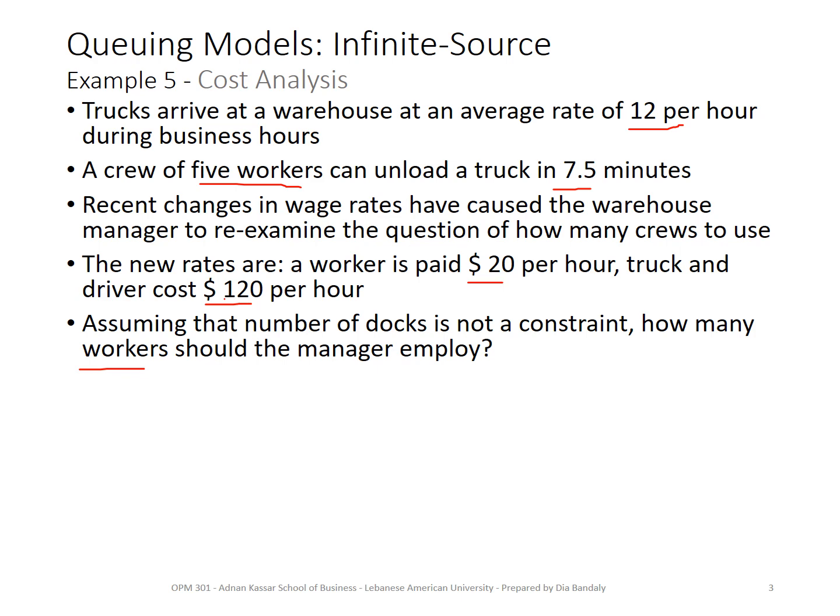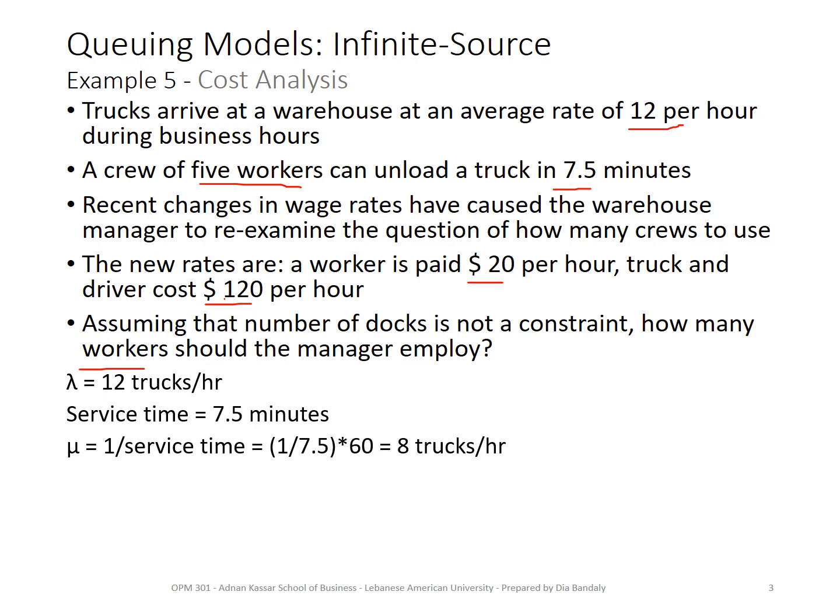So what do we have from the given so far? We know that lambda is 12 per hour. That's very clear. Service time is 7.5 minutes, also very clear. From that, now we are familiar with how to convert that into mu. It's 8 trucks per hour.